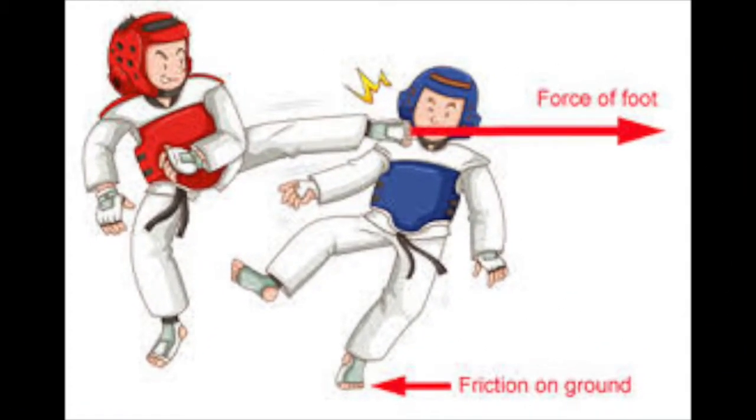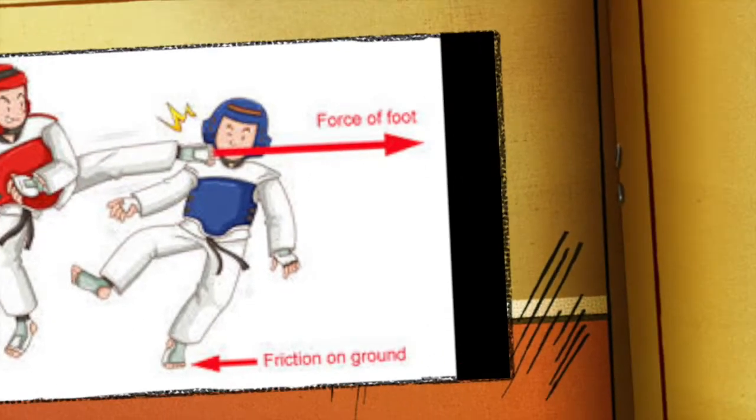In this situation, when we speak about the fighter in blue, there is a force of friction acting on the ground, but the force of the foot from the red fighter is greater than the force of friction. So we have unbalanced forces, or a net force, acting on the object. This would cause the object, in this case the blue fighter, to accelerate in the direction of the net force.